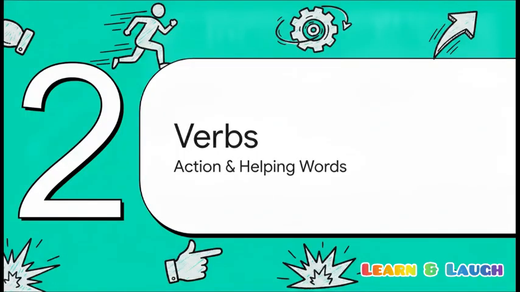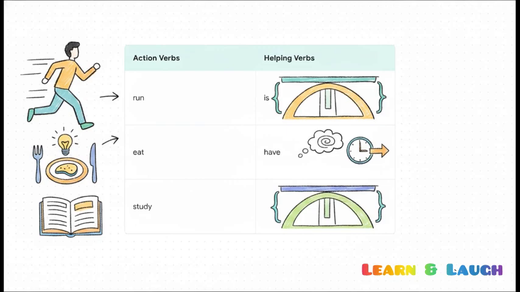Moving right along to section 2, verbs and action words. Now that we have our subjects, we need to give them something to do. Verbs actually do 2 very different jobs for us. First, we have action verbs. These are super easy to spot because they show actual movement or physical activity. Think of words like run, eat, or study. But then we have helping verbs. These are words like is or have. They might not show someone sprinting down the street, but they are absolutely crucial for supporting the structure of the sentence and telling us about a state of being or the timing of an action.